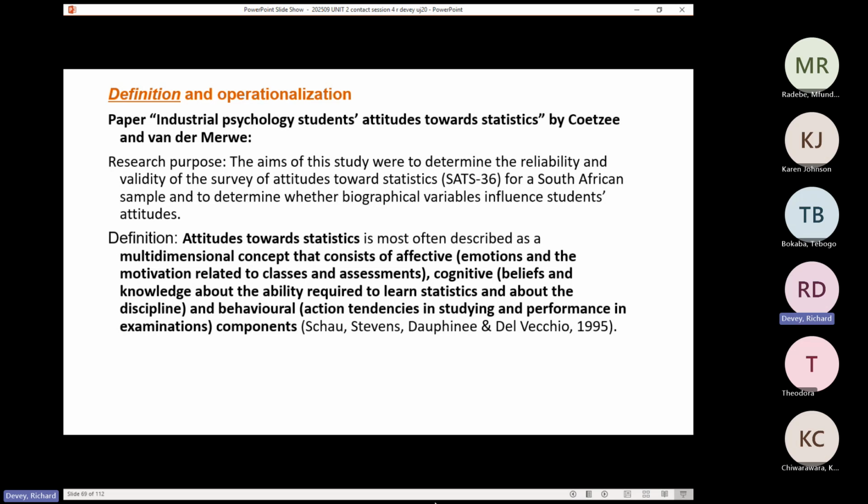Then there's the cognitive, which is the belief and knowledge about your ability to learn statistics and about the discipline. So that's more concrete in a sense. It's what you know about statistics, about your ability and so on. And then there's behavioral, which is your action tendencies in studying and performance in examinations. So how do you perform in statistical examinations and so on. So there are those three main components of attitudes.